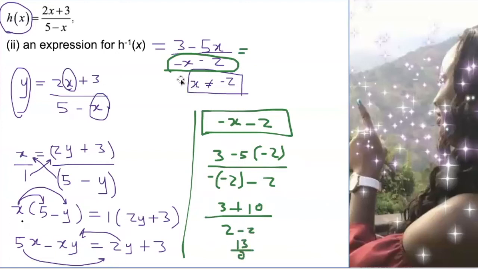So in this case, this inverse function is not satisfied when x is equal to negative 2, because when I substitute negative 2, it is not possible, it's undefined, and it will not work at this point. So this expression works for all values of x except at x equal negative 2. So that's why I have x not equal to negative 2. It's just signifying to the examiner that you understand that it works for all x values except this one.